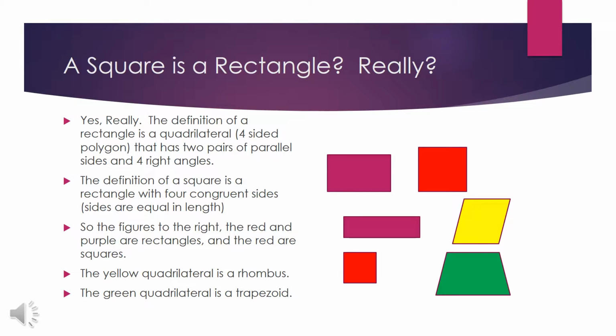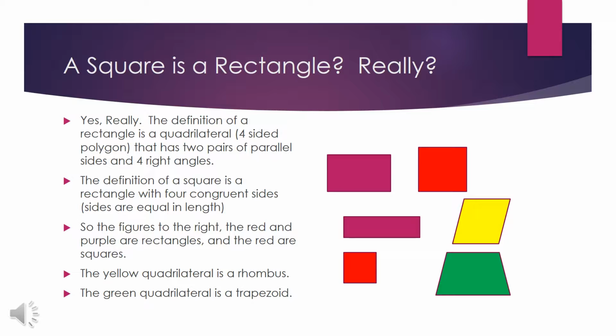One of the most frequent misconceptions children and adults have about geometry is the square versus rectangle argument. Rectangles are quadrilaterals, which are four-sided polygons, and a polygon is a closed figure with straight sides. So a rectangle is a quadrilateral that has two sets of parallel sides and four right angles. So if you think about that, a square also has opposite sides that are parallel and four right angles.